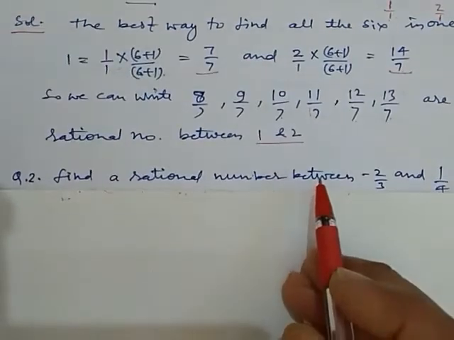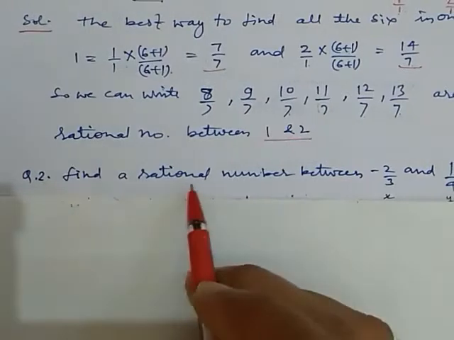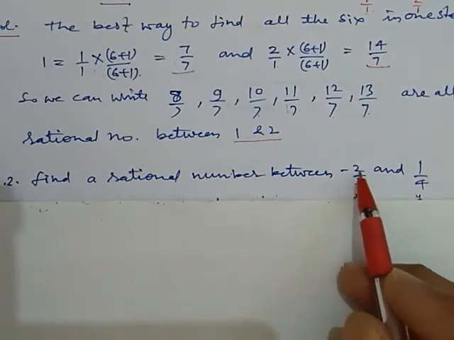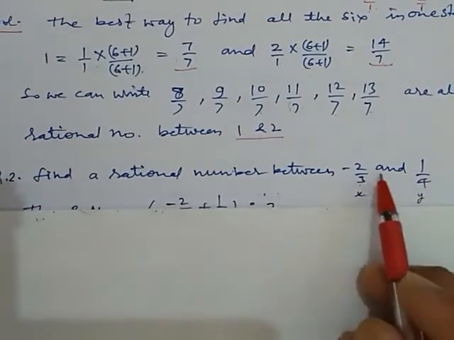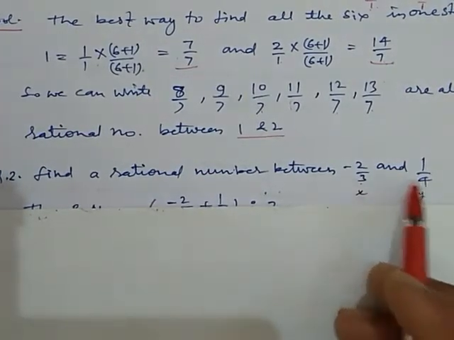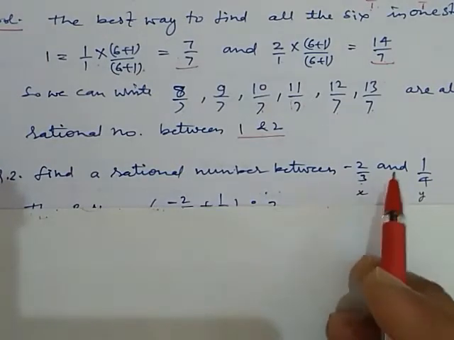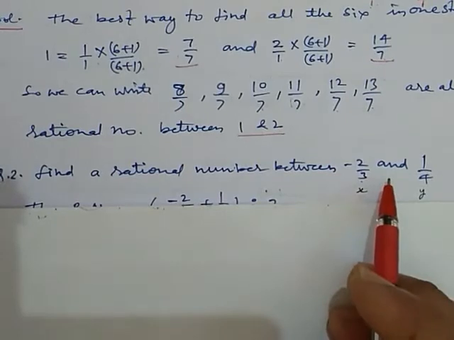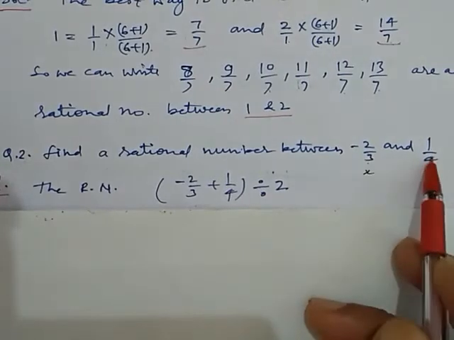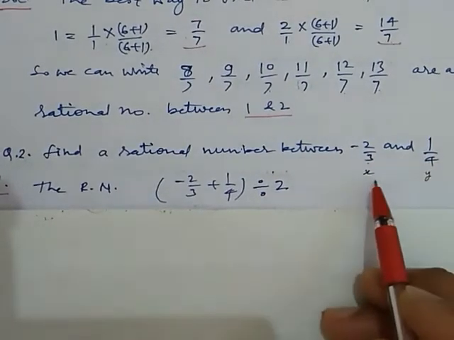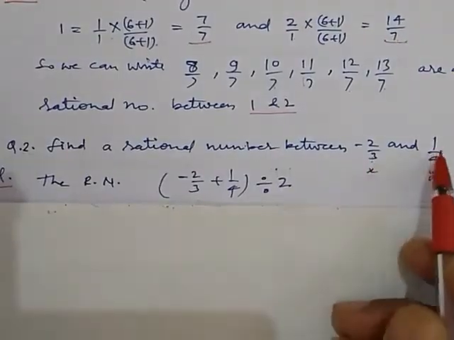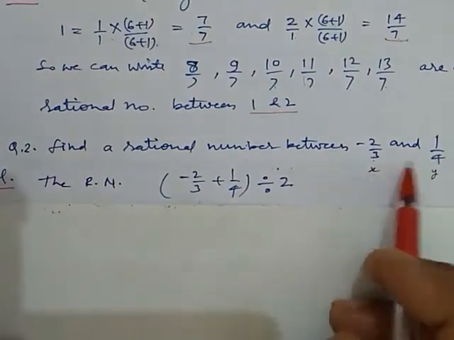Now we take one more example. Find a rational number between minus 2 by 3 and 1 by 4. Here our numbers are minus 2 by 3 and 1 by 4. Let this be x, this be y. There is one more way we can find a number between them, but this way we find one number at a time, so we learn this way also. The rational number between them is found if we add the numbers and divide by 2, that is we find the average of the numbers, minus 2 by 3 plus 1 by 4 divided by 2, and we get a number in between them.